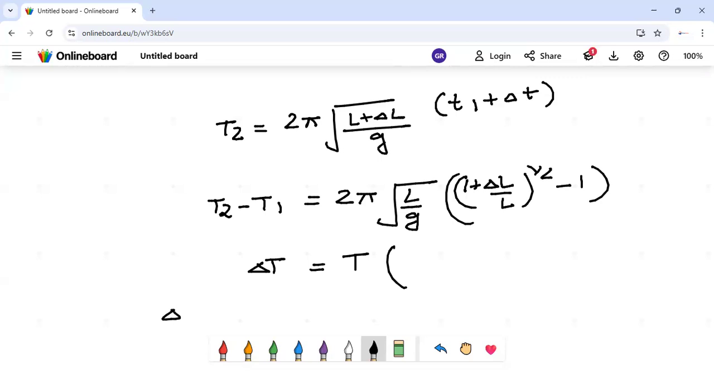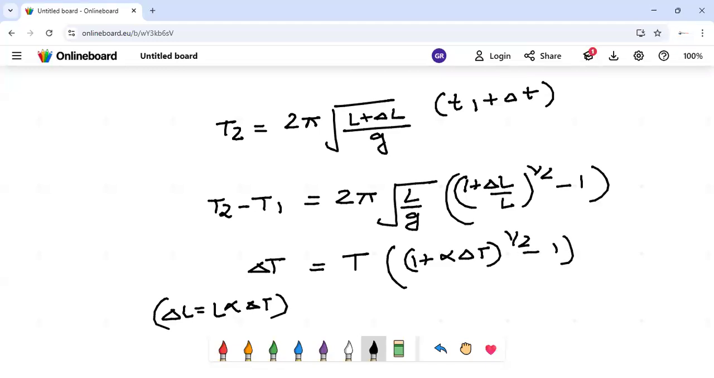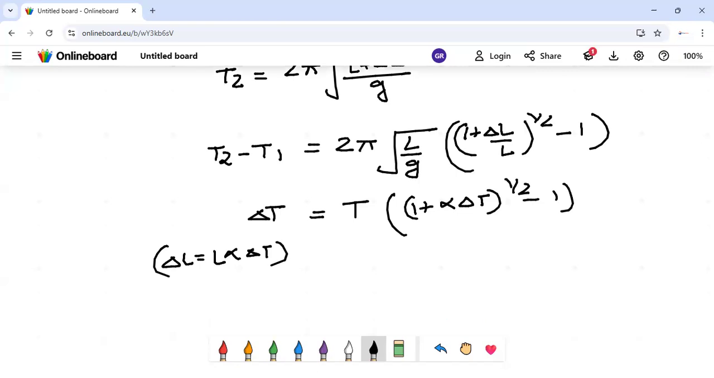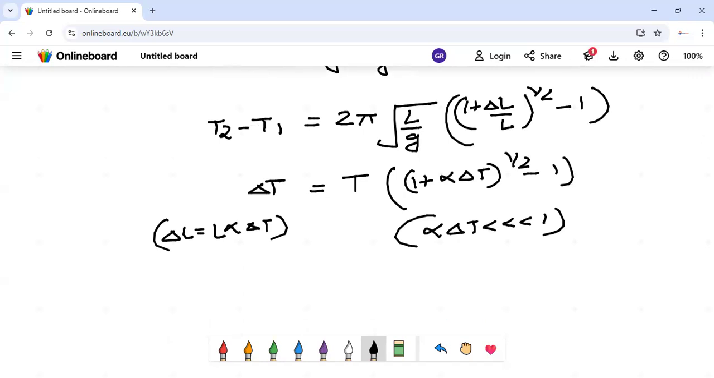Now we know that delta L is what? Thermal expansion formula. So delta L by L is basically alpha delta T. Now guys, we have a power of 1 by 2. Which mathematical formula are we going to use here? Alpha is very small. Binomial expansion, yes. Very good. Why is alpha very small? We know that alpha is in the range of 10 to the power minus 5.